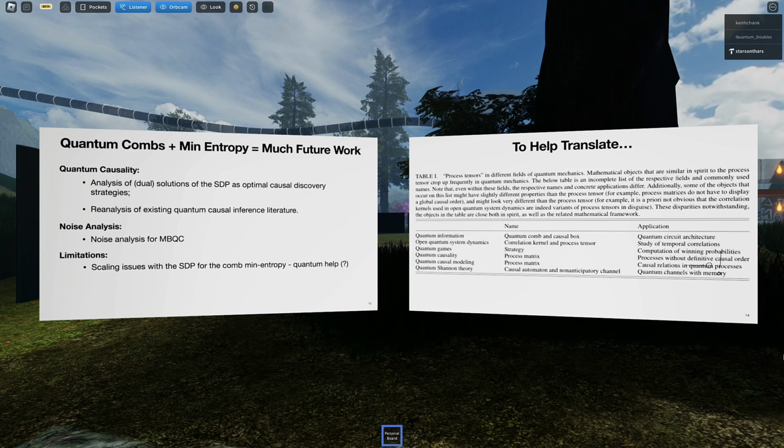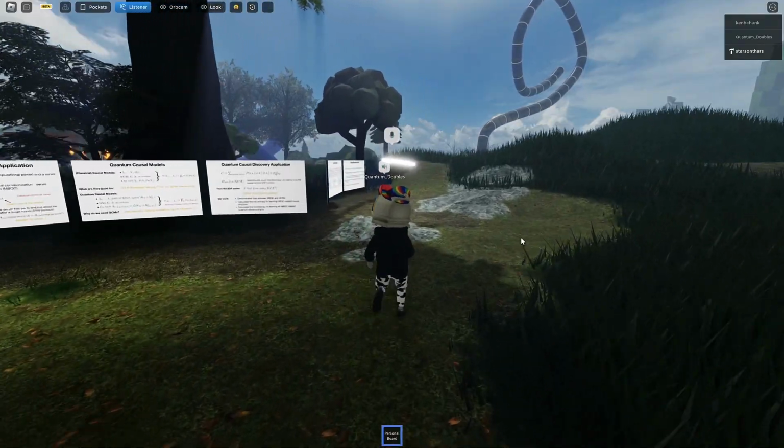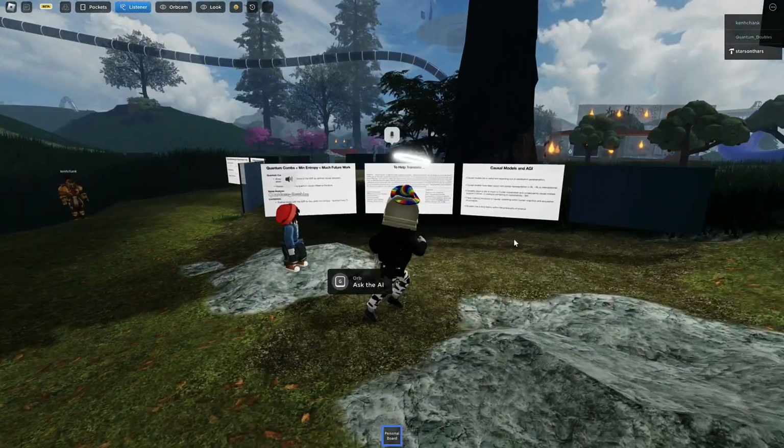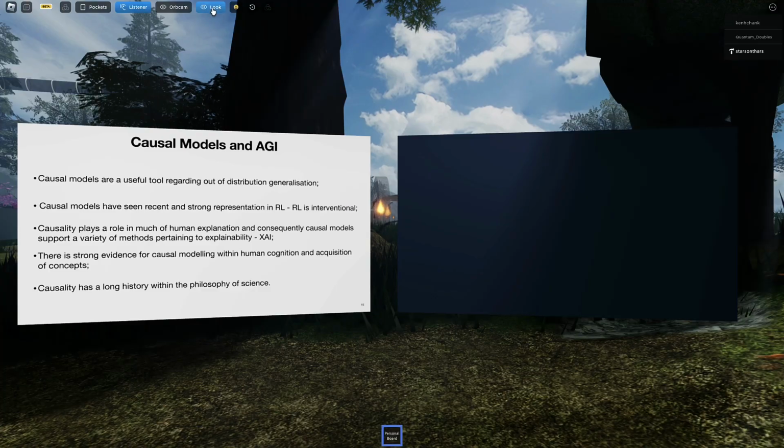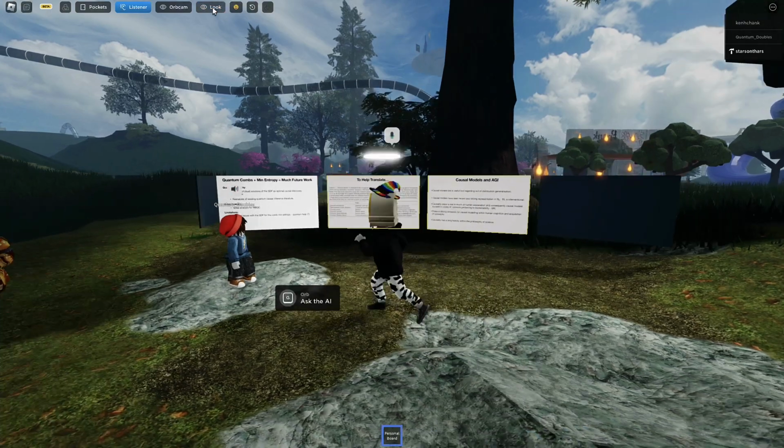And the final slide is just some comments about why I think causal models are really interesting and useful for artificial intelligence. So I don't think I need to speak too much about that formally in this talk. We can discuss it just casually as we've been doing in the last few minutes.